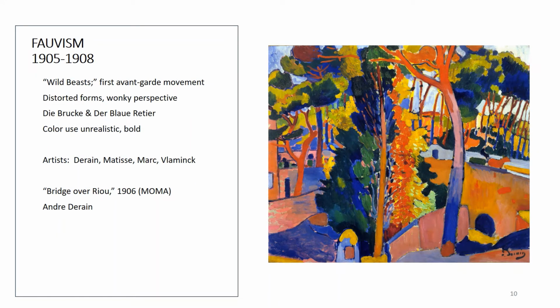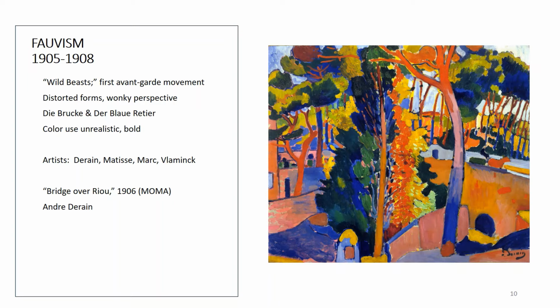Our next movement is Fauvism. You may not have heard of this one. It was a relatively short-lived movement, ran basically from 1905 to 1908. We would definitely consider Gauguin to be part of the Fauvist movement, along with the post-expressionist movement. The term Fauvism translates to wild beasts, and I think that's a reference to their use of color. This was the very first avant-garde movement in art. And it's called that because of the distortion in the form and the funky use of perspective.